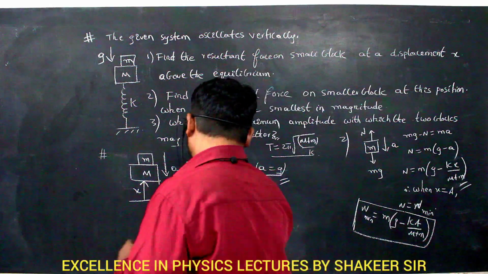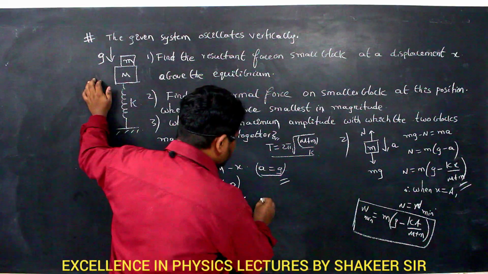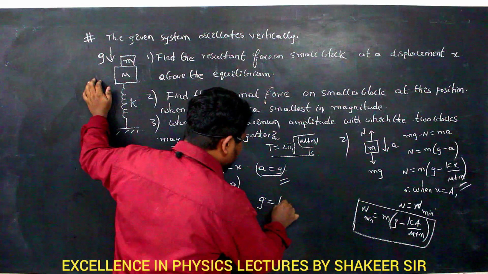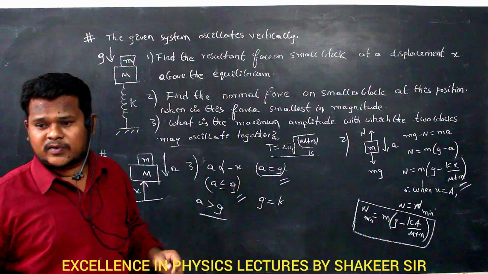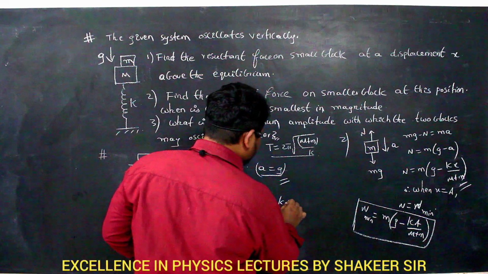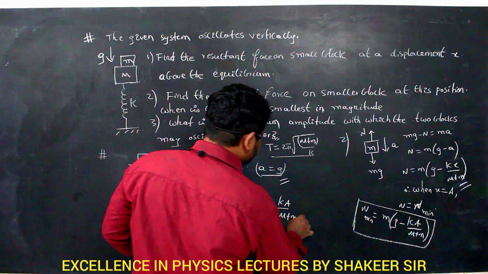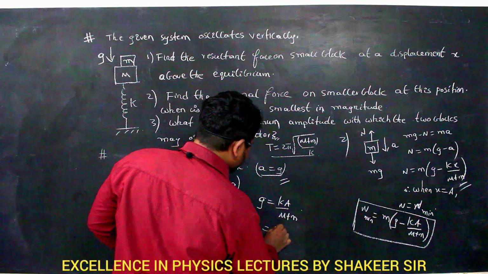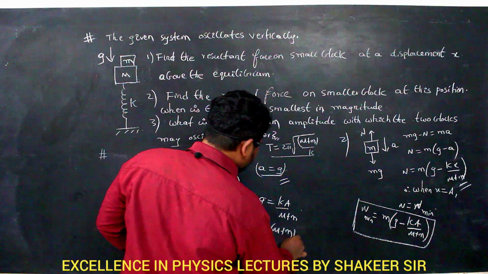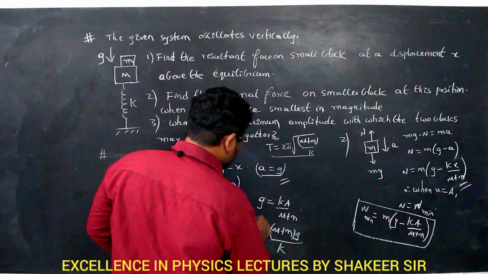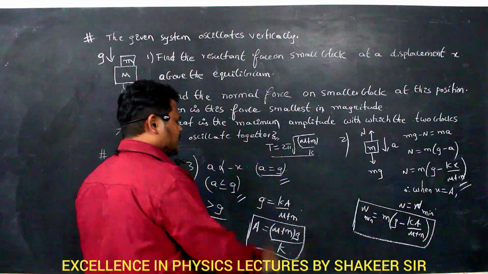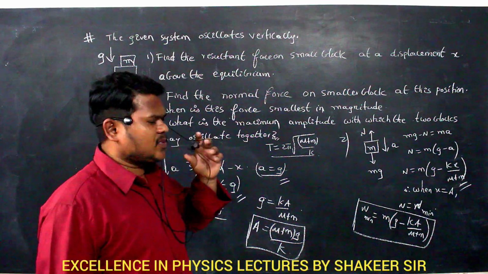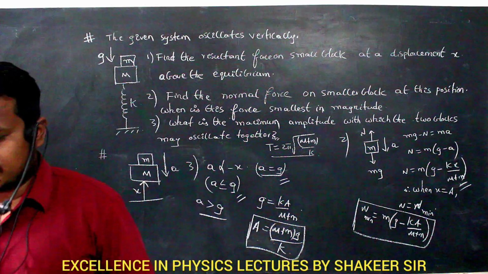That's all, no? So therefore what can I write? I can write, so g should be equal to k a divided by m plus M. Clear? So therefore a is equal to (m plus M) into g divided by k. So this is the equation for the maximum amplitude with which these blocks can oscillate. Clear? That's all.